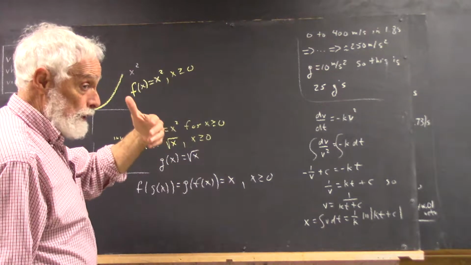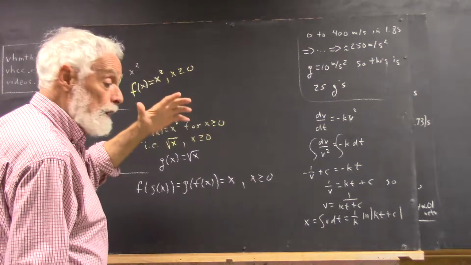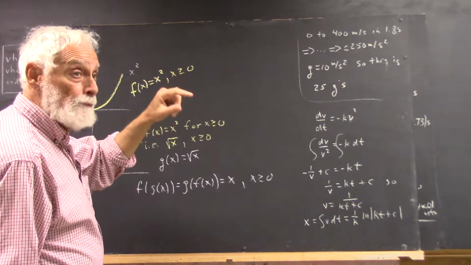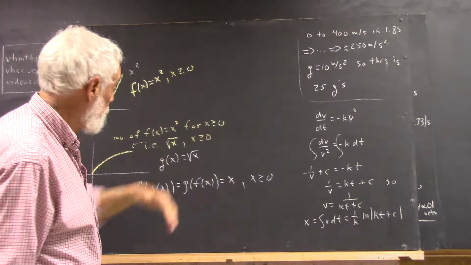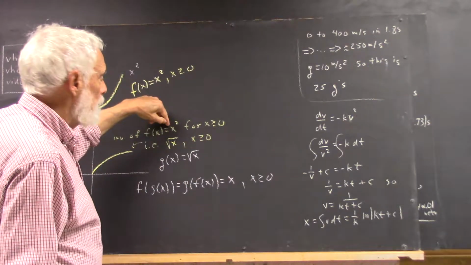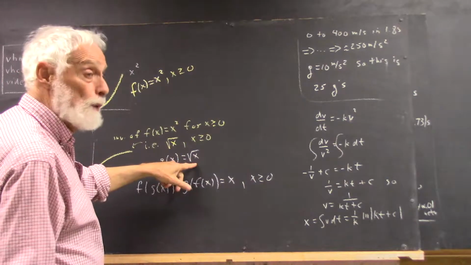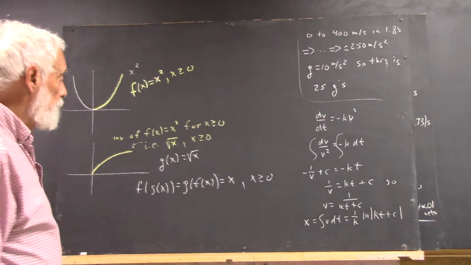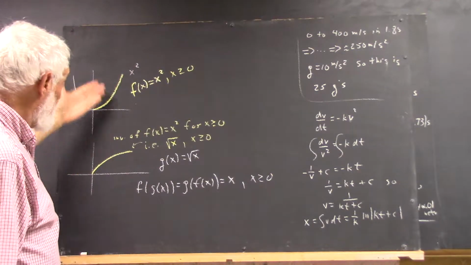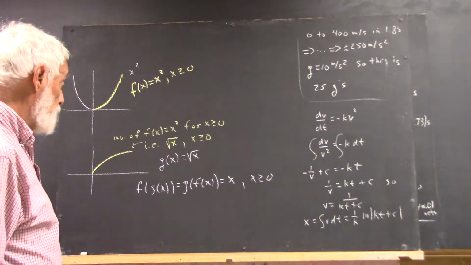Just as we saw, or at least I asserted, that the inverse of the x cubed function is the cube root of x function, the inverse of the squaring function is the square root of x function. So that's how a square root function comes about in terms of graphs and inverse functions.